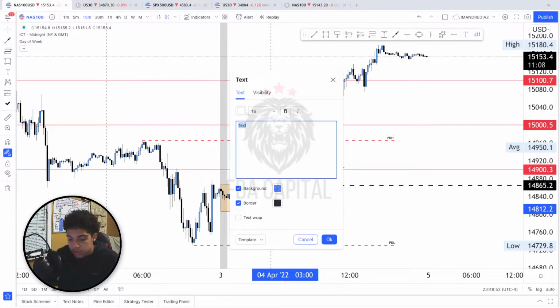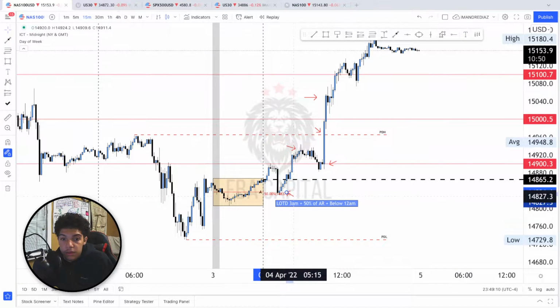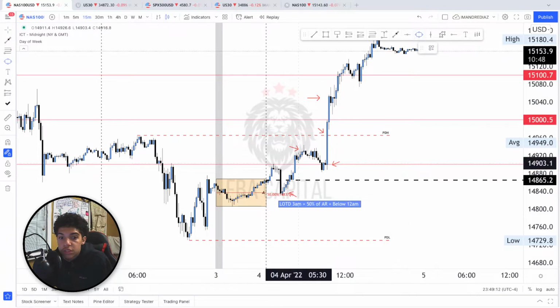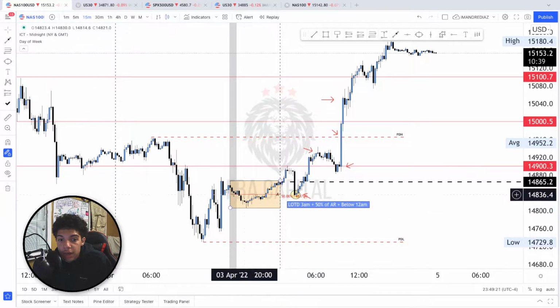So let's annotate all these things. So we have the low of the day at 3 a.m. plus price retracing to the 50% of the Asian range, along with being below the 12 a.m. open for a discounted price, just like this. And then from here, we're going to use this low for the future. And I'll explain why in a little bit. But this is why this area is important. We have the low of the day that was created while it retraces to the 50% of the Asian range.